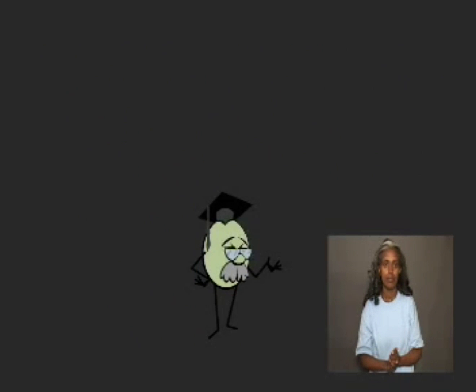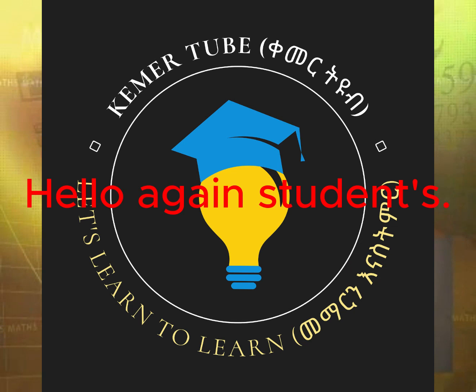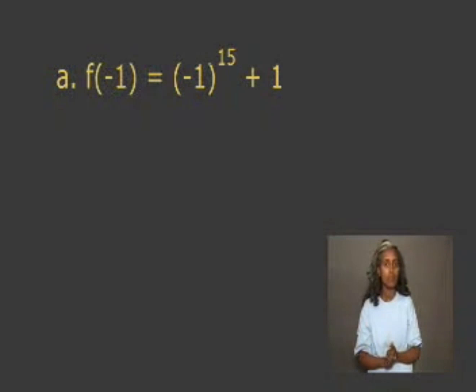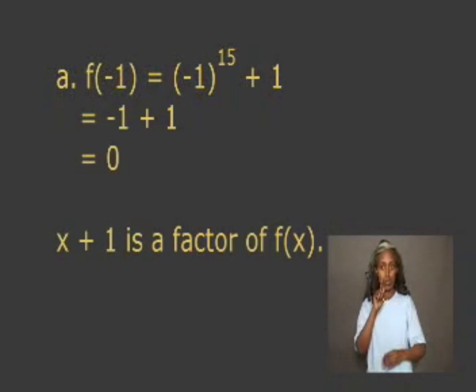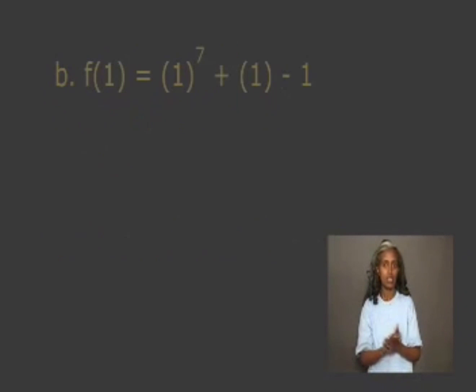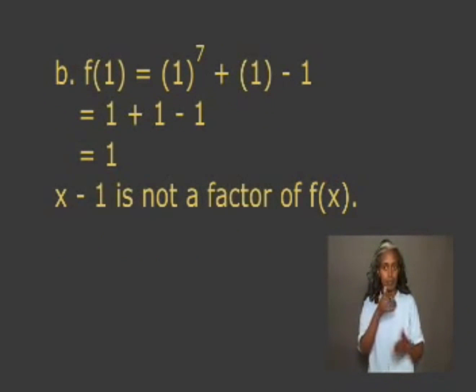Let's get back to our lesson. Hello again, students. f of -1 is equal to 0. x plus 1 is a factor of f of x. f of 1 is equal to 1, not 0. x minus 1 is not a factor of f of x.